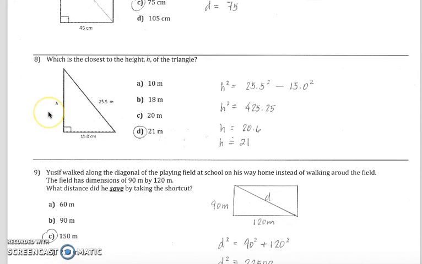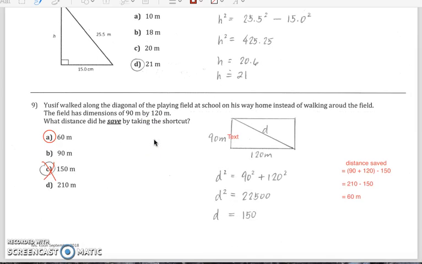Question 8. Which is the closest to the height h of the triangle? If you look at the diagram, you notice that across from the right angle, the hypotenuse is given. Therefore, to find h, we need to subtract the square of the hypotenuse by the square of 15. The answer is 20.6. Because decimal 6 is greater than 5, you round this up to 21 meters. Question 9.